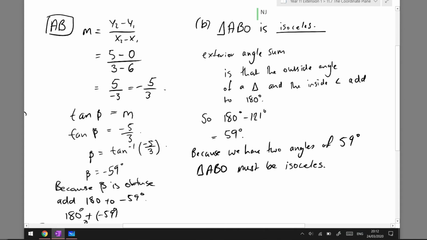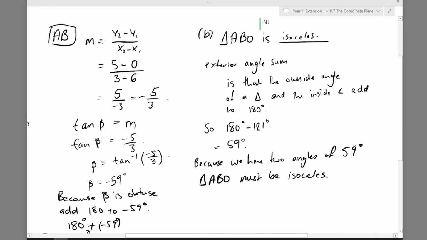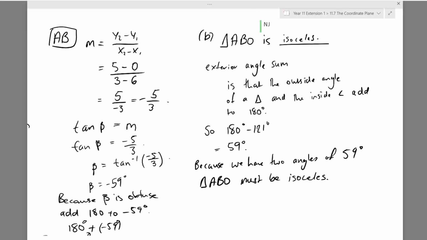Now, typically, you wouldn't have to explain all that. You could just do 180 minus 121 is equal to 59, and then because we have the two angles, therefore isosceles triangle. Okay, so that's it for that one. Pretty cool. I like these geometry problems because they actually make you think, how can I prove this thing by only using stuff that I know? And that is one of the ways.